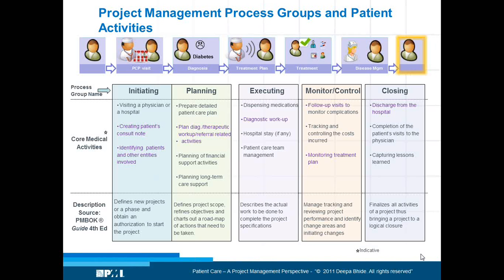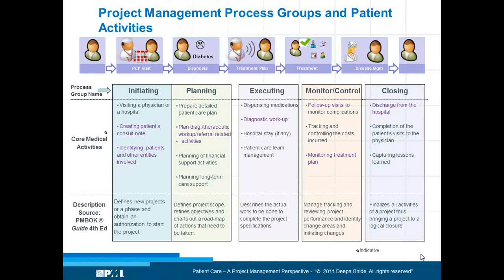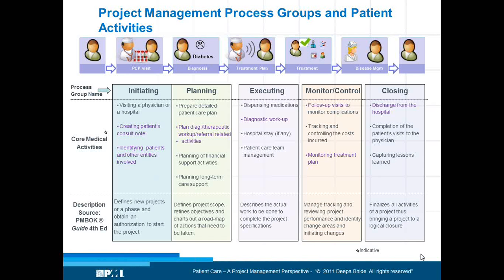This slide shows a representation of process groups that we discussed earlier. A few indicative processes in this matrix are a physician or a hospital identifying patients and other entities involved for initiation; plan diagnostic and therapeutic workup, referral related activities, or planning for long-term care support in the planning process group; diagnostic tests, actually doing the diagnostic tests, hospitalizations if required, and patient care team management is an actual execution; follow-up visits to monitor complications, and monitoring treatment plan for monitoring and control; and finally completion of patient's visit to the physician or discharge from the hospital or documentation in closing.